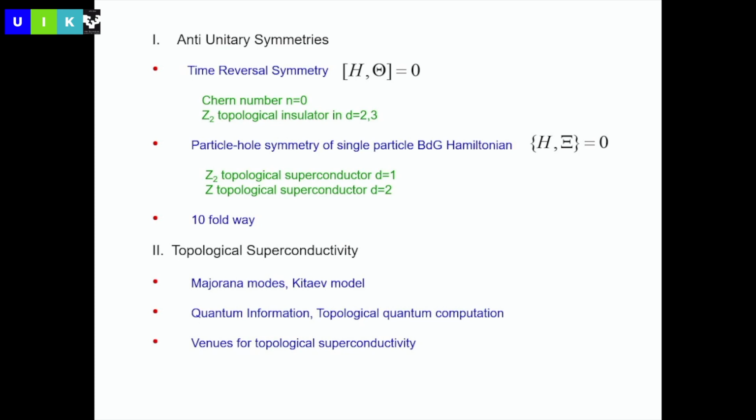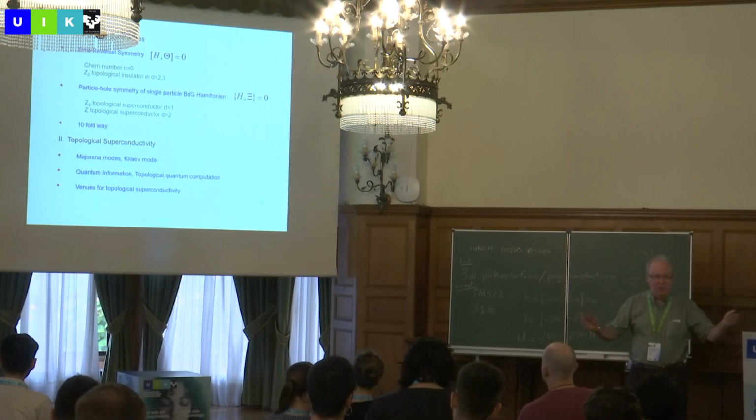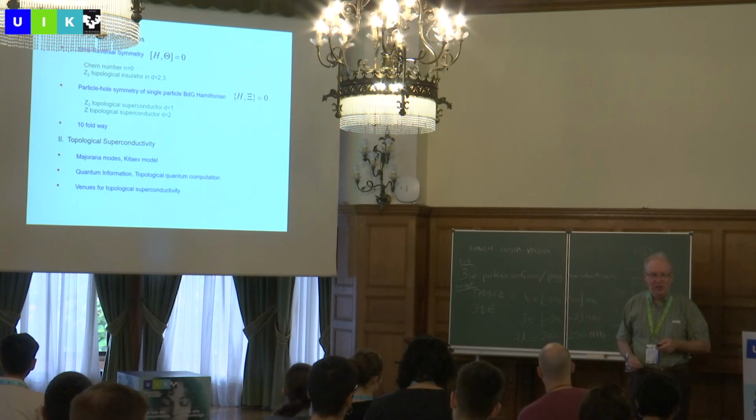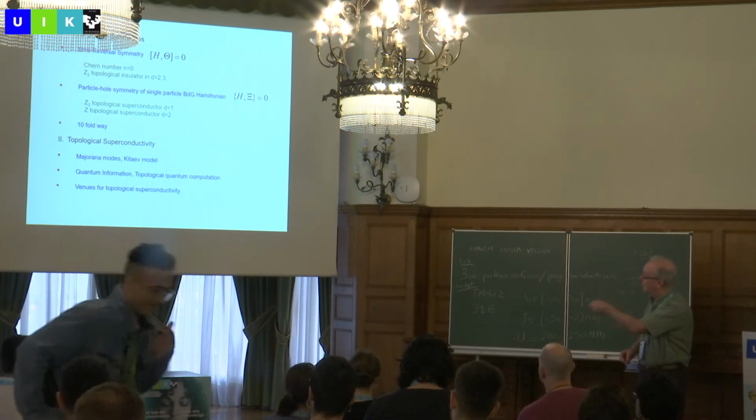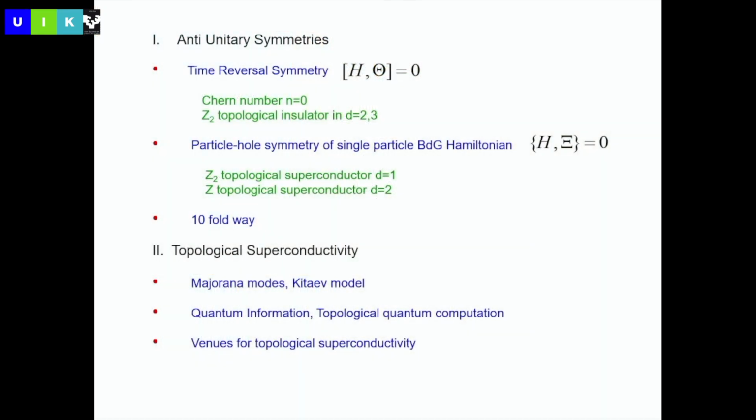It anti-commutes with the Hamiltonian, but in this case, it's going to be anti-unitary. I'll tell you what that means. And so this is then going to lead us to topological superconductivity, and then I'm going to put this together into a sort of mathematical package, like the Bott periodicity picture that I showed you before, that unifies these kinds of things and gives you all the possibilities.